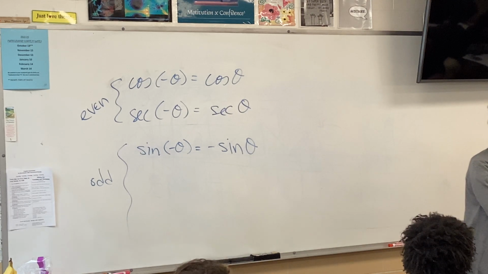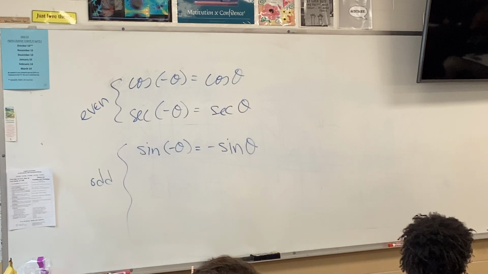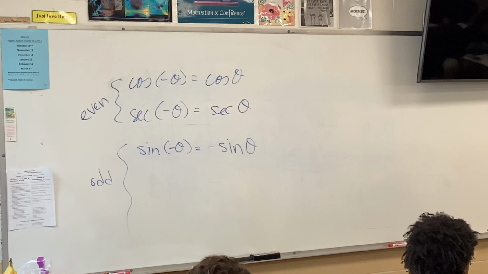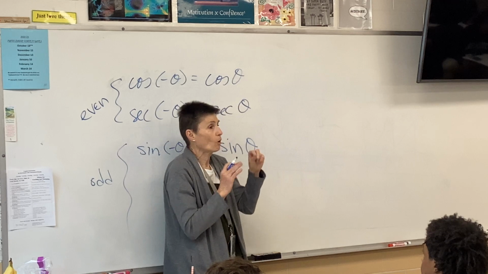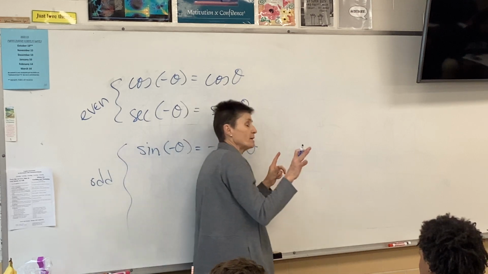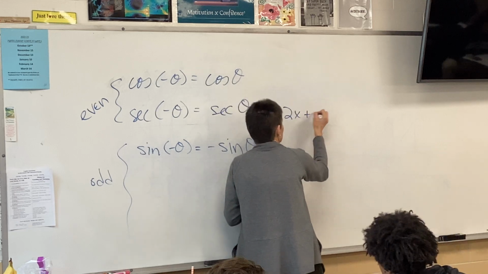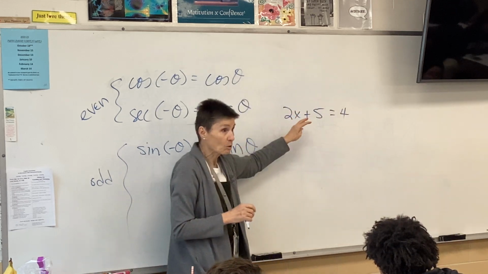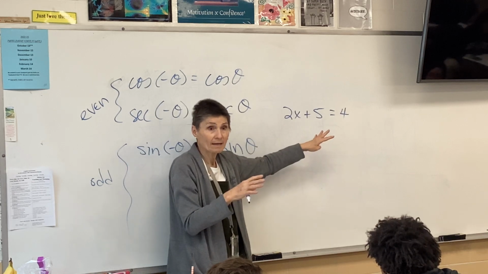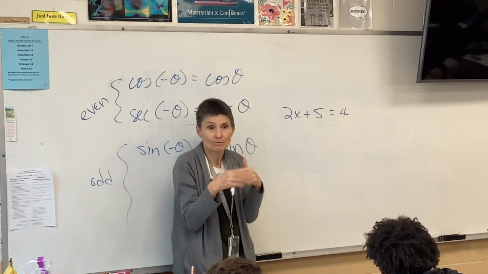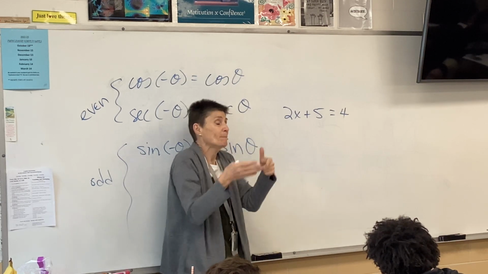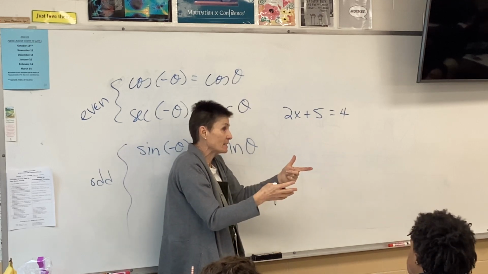By the way, does anybody know what we mean by the word identity? I'm kind of throwing it out there when I say reciprocal identities, co-function identities. Anybody know what it means to be an identity? Well, kind of. An identity is a statement that's true for all values of the variable. So here's an example. If I said 2x plus 5 equals 4, that's an equation. We can solve that, but it's only going to be true if x is negative 1/2, right? If I put any other number in there, it won't be true. It is true, but only for one value of x or a specified number of x's.